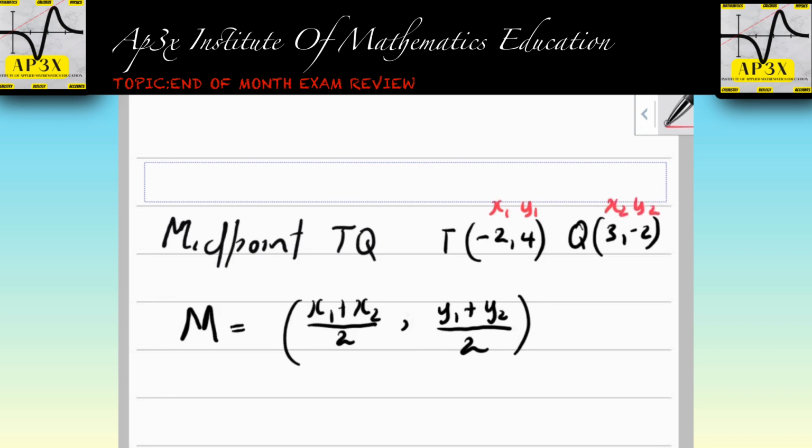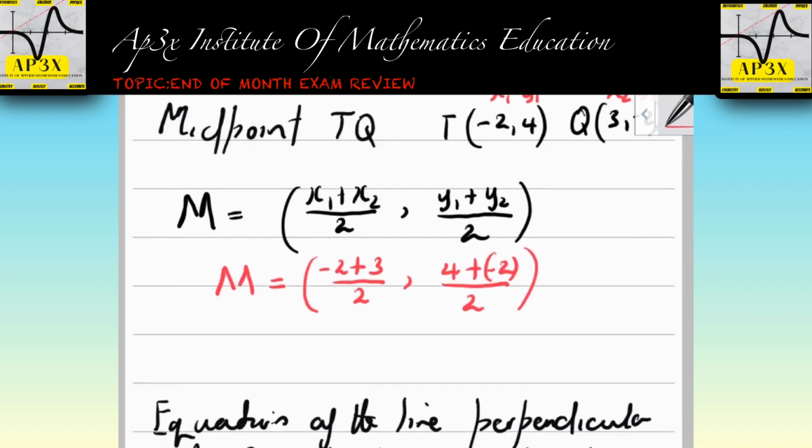So therefore the midpoint is equal to x1, which is negative 2, plus x2, which is 3, over 2, comma, y1, which is 4, plus y2, which is negative 2, and that is all over 2.